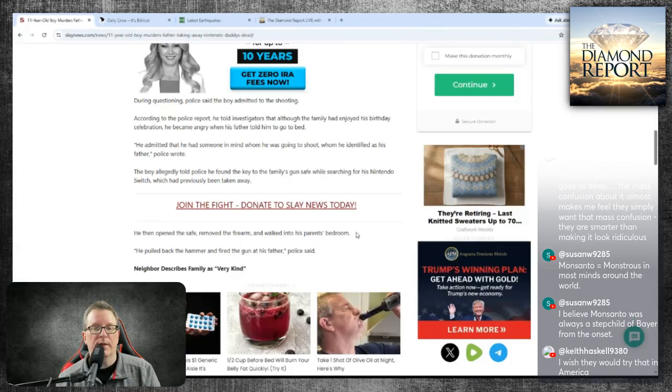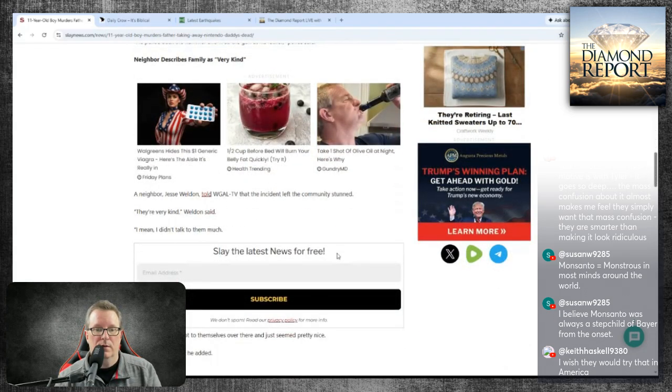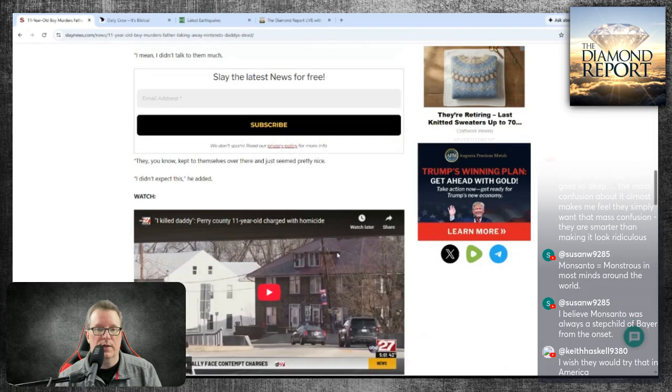The boy allegedly told police he found the key to the family's gun safe while searching for his Nintendo Switch, which had previously been taken away. Then he opened the safe, removed the firearm, and walked into his parents' bedroom. He pulled the hammer back and fired the gun at his father. Just like that. So sad.